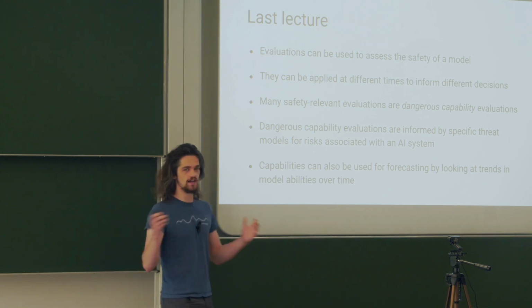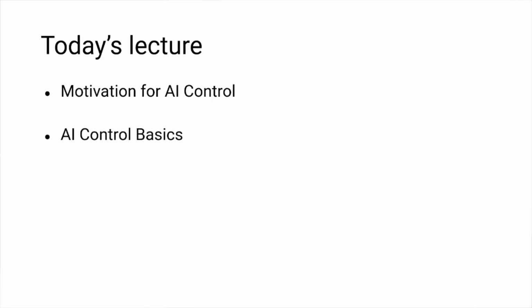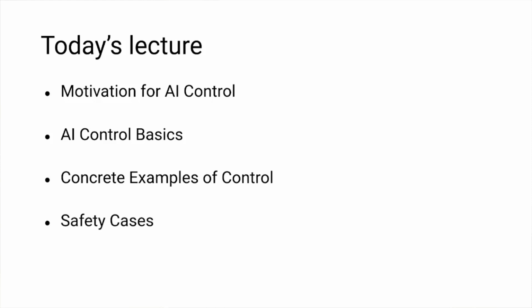Okay, so hopefully that's all still fairly fresh in your minds. What are we doing today? Well, to begin with, I'm going to talk about the motivation for AI control, why people are interested in this and why it makes sense to work on. Then we'll look at the basic elements of it and how it all works at an abstract, high level. Then we'll go into some more concrete examples of control, looking at two recent papers that have investigated it quite thoroughly. And finally, we'll finish up with some discussion on safety cases and how these tie into control. Okay, so motivation.